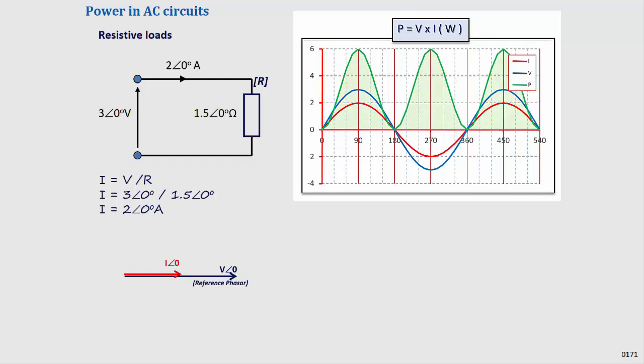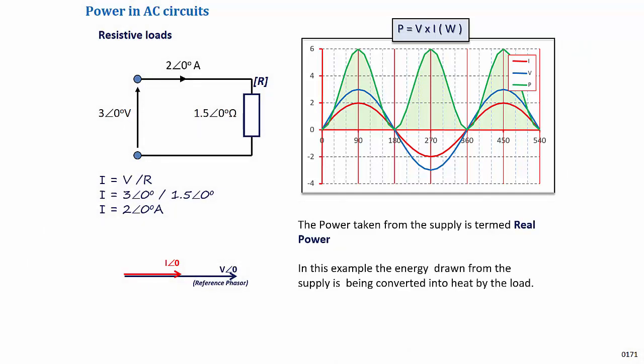Between 0 degrees and 180 degrees, both the current and voltage are positive, so the resultant power consumed is positive and has a peak at 90 degrees. And between 180 degrees and 360 degrees, both the current and voltage are negative, so again the resultant power consumed is positive and also has a peak at 270 degrees. So, although the power is drawn in bursts from the supply, it is real power and capable of doing work. In this case, the energy drawn is being converted by the load into heat.